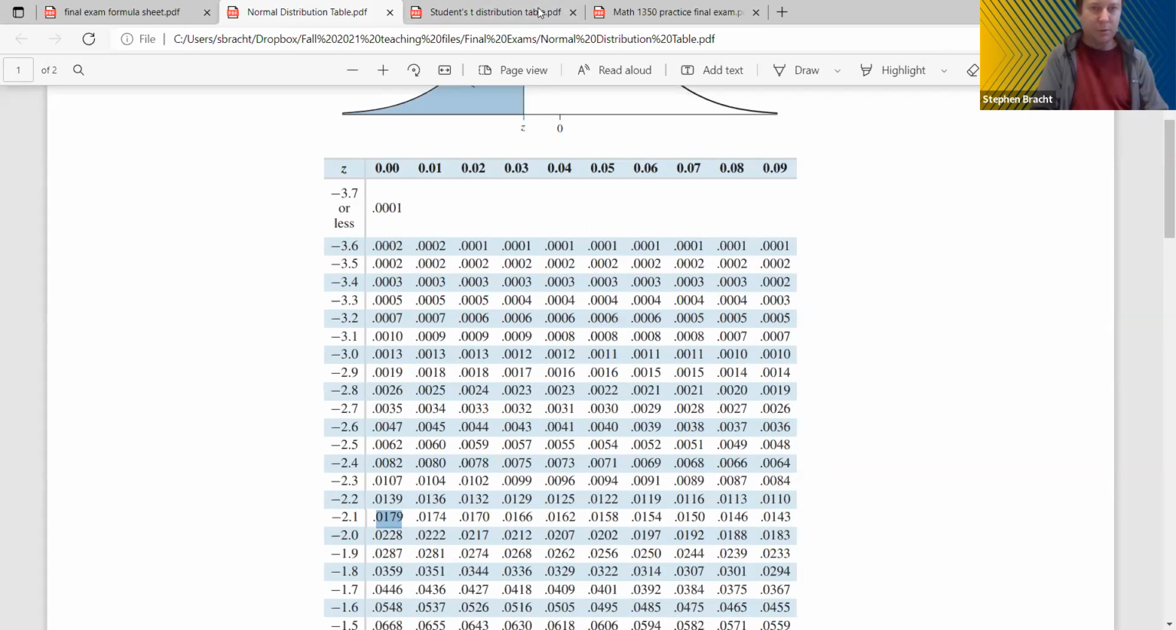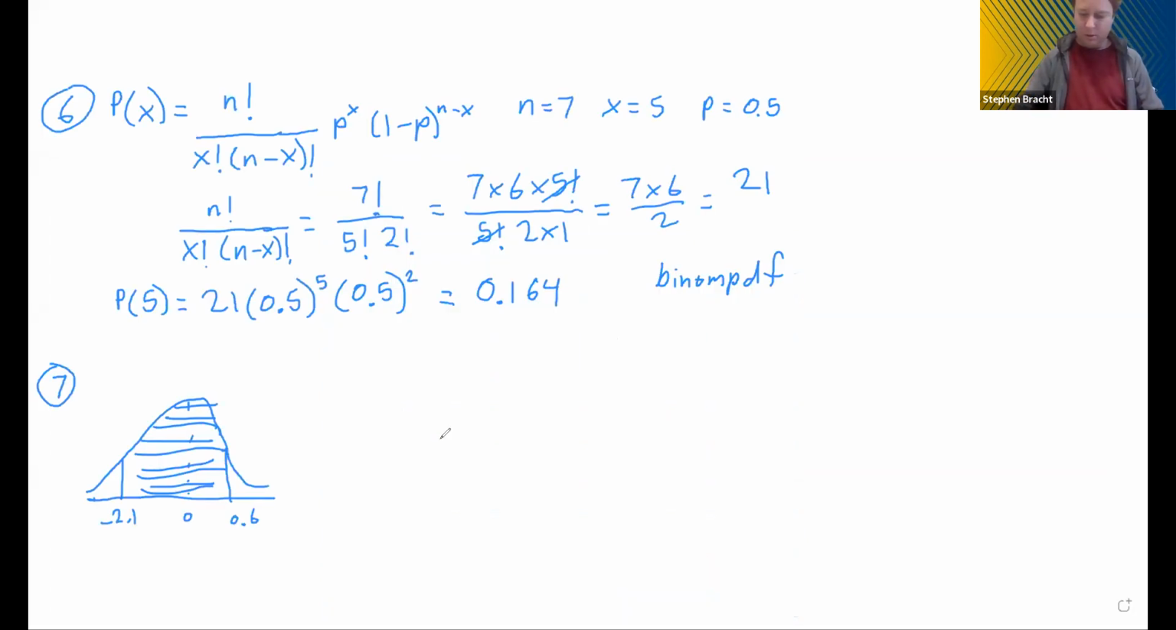Let's go back to my whiteboard. That's from the table. 0.7257 minus 0.0179, and this equals 0.7078. Alternately, if you want to use your calculator, you could use the normal CDF command.